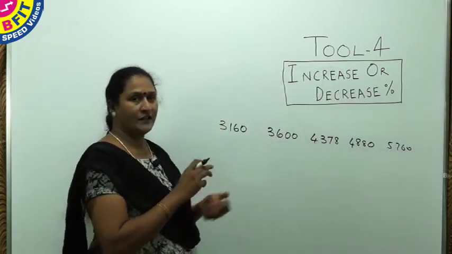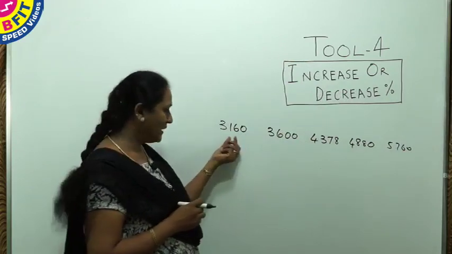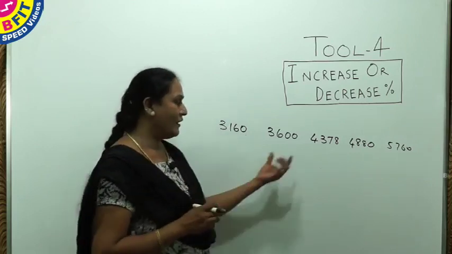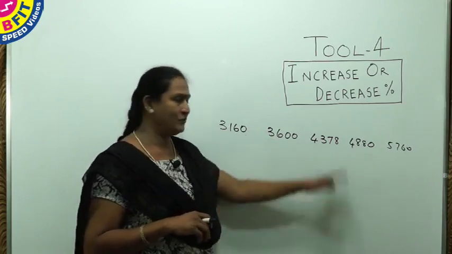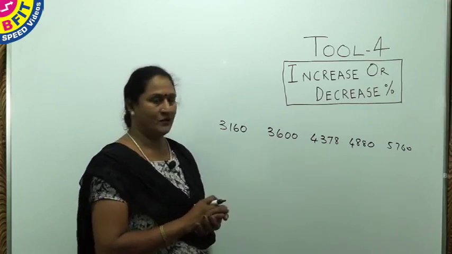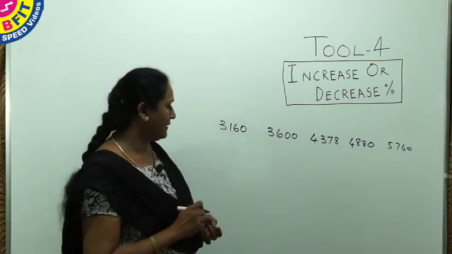So how do we find the increase percentage over the previous year? We find the difference divided by the initial value, times 100. First we'll see what the difference is between all these values, by how much it is more, by subtracting.